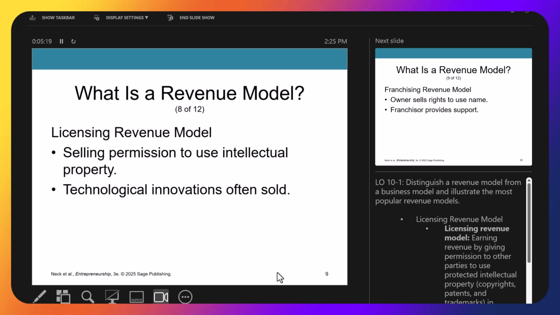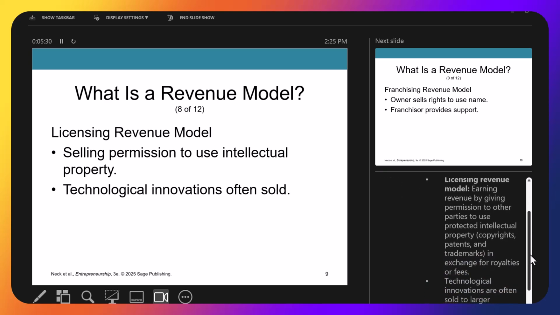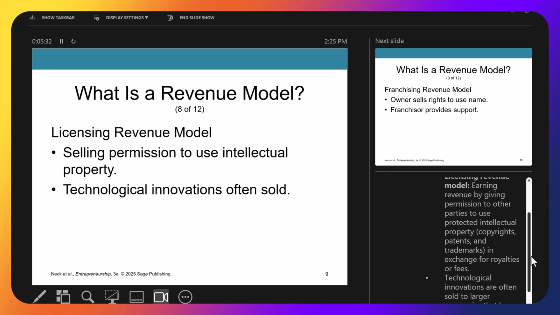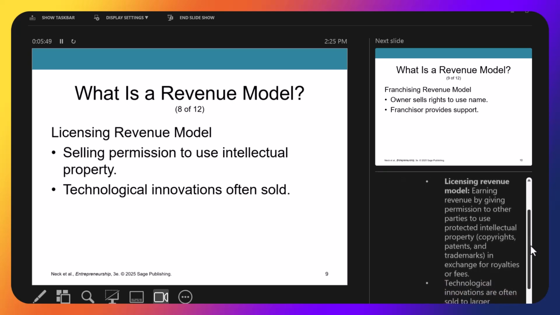Licensing revenue model, selling permission to use intellectual property. Technology innovations often, so when you see this, think of patents, trademarks, copyrights, intellectual property. These are intangible things you can't touch or feel, but they actually exist in the business world. Like I said, we think of copyrights, patents and trademarks.